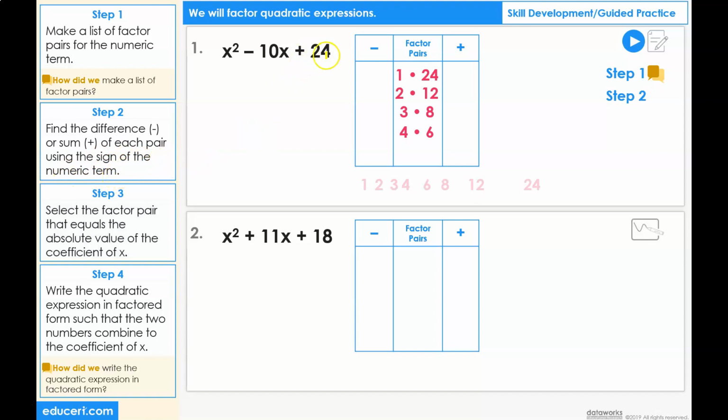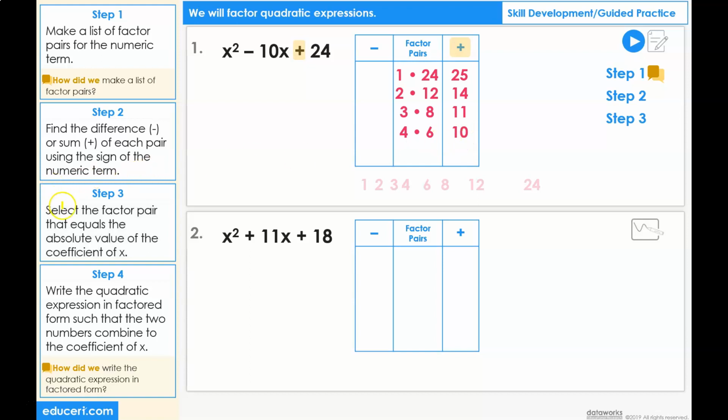We go back to the numeric term 24 and we look at the sign. It is a positive 24, so we are going to find the sums of all these factor pairs. Take the two numbers and just add them together. 1 plus 24 is 25, 2 plus 12, 14, 3 plus 8, 11, 4 plus 6 equals 10.